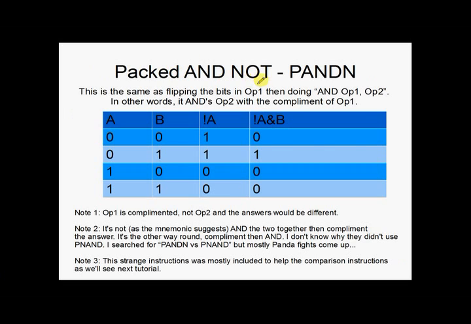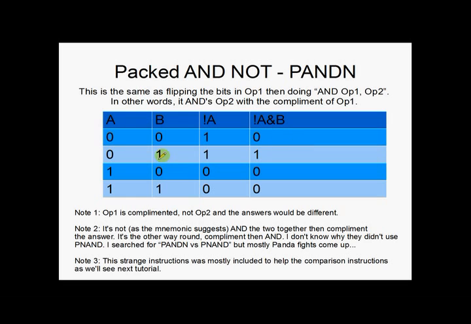Packed and not. Okay, so here's a new Boolean operation. This is not really one of the Boolean operations, but it's been added to MMX, I believe, because of the comparison instructions. They make things a lot easier. Anyway, it's pretty much the same as flipping all of the bits in op1 to their opposites, so 1s become 0s and 0s become 1s. That's for all 64 bits in op1, and then ANDing the two together.